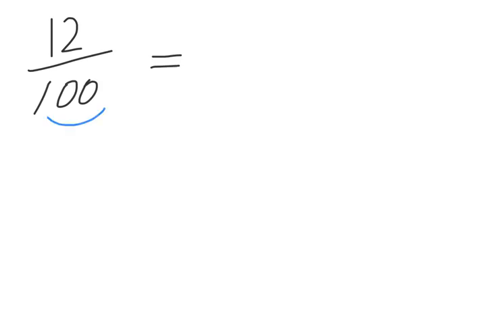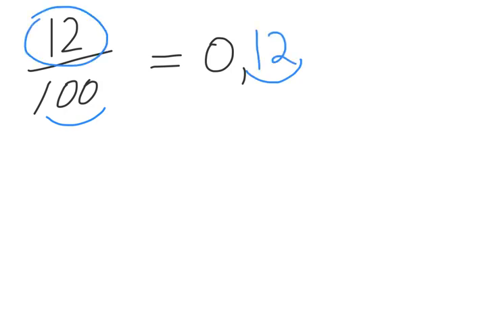Now let's do one with 100. You might have something like this, 12 divided by 100. So now there are 2 zeros over there. And if you have 2 zeros over there, how many numbers must be on the right side of the decimal point? Yes, 2. So that answer will be the 12 that is standing there.